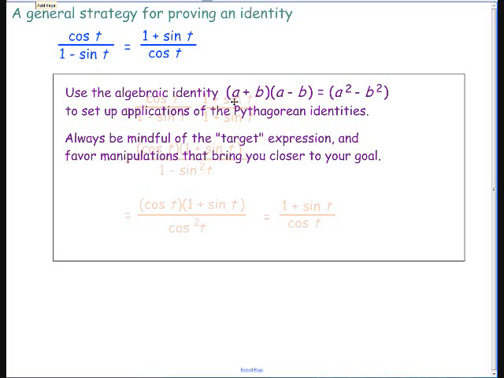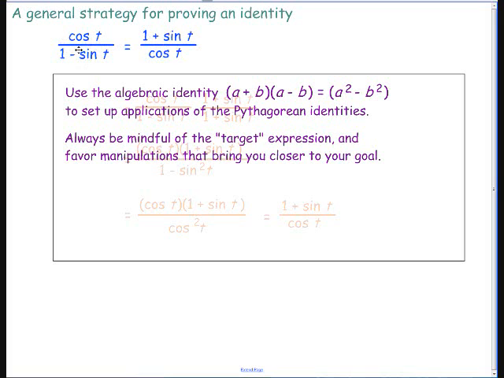We can use the algebraic identity. Remember this one? The difference of squares. We have the conjugates here. A plus b times a minus b will always yield a difference of squares. It's going to be very useful when you're working with Pythagorean identities. Keep in mind what you're headed to. That would be probably this one.